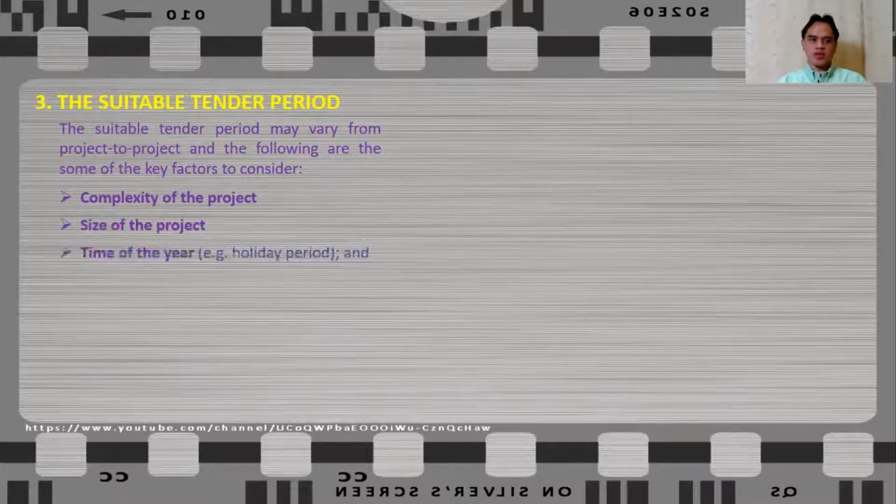Now, let's talk about the suitable tender period. The suitable tender period may vary from project to project, and the following are some of the key factors that should be considered: the complexity of the project, the size of the project, and the time of the year. If it is near the holidays, for example, Christmas, or if you are in the Middle East, will it be near the Ramadan season? Because this will affect the tendering program or the tendering schedule. And the market conditions. Will there be any demand for steel that will drive up the cost? Or will there be any shortage of manpower due to certain issues like pandemic?